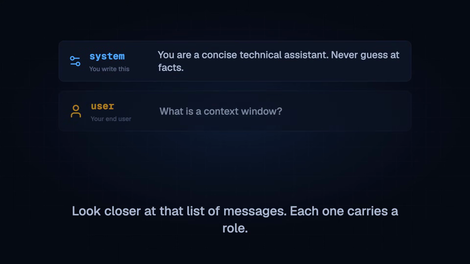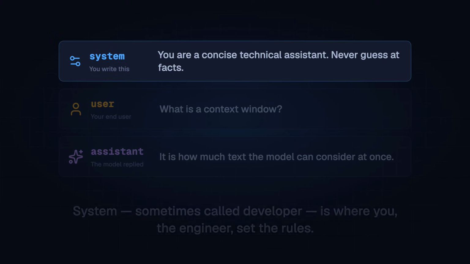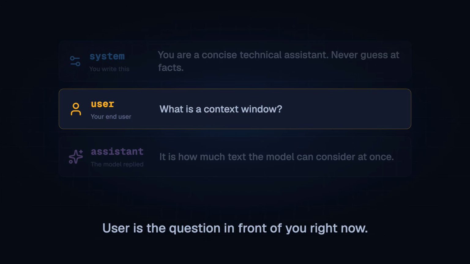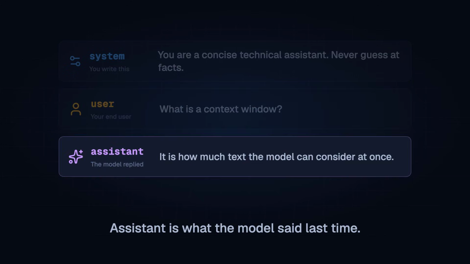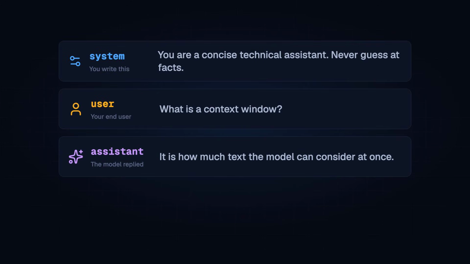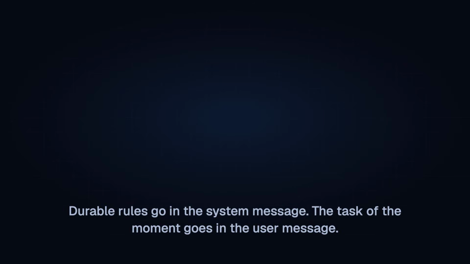Look closer at that list of messages. Each one carries a role. The key system, sometimes called developer, is where you, the engineer, set the rules. Who the assistant is, what it must never do, what shape the answer should take. User is the question in front of you right now. Assistant is what the model said last time. A simple habit that will serve you well. Durable rules go in the system message. The task of the moment goes in the user message.